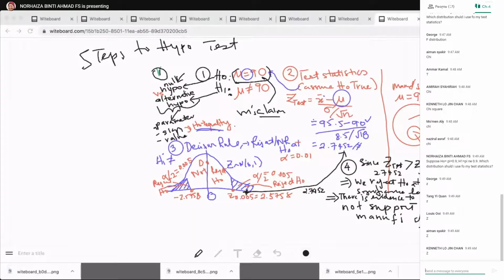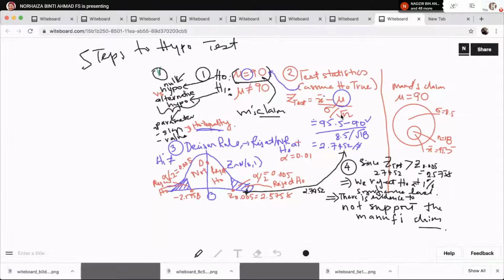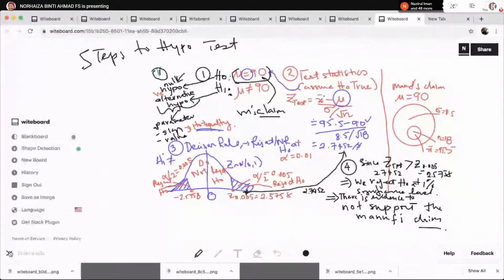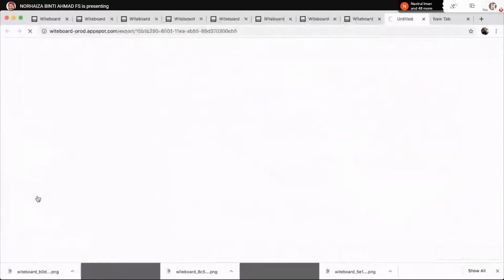So how do I know what is the formula to use? You can look it up on the statistics table. You can directly find it there. Unlike confidence interval, all the formulas for your test statistics are in your statistics table. You can use it directly. I hope it's clear there. I'm gonna save this as image.